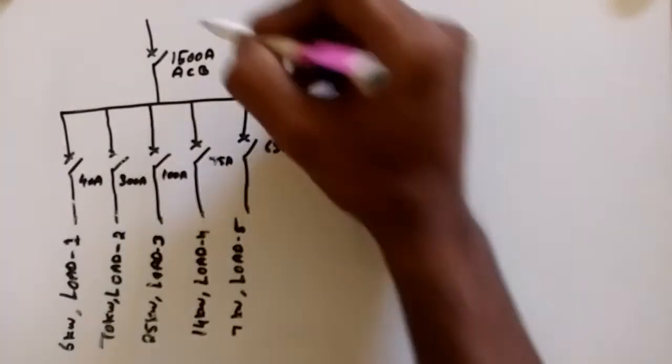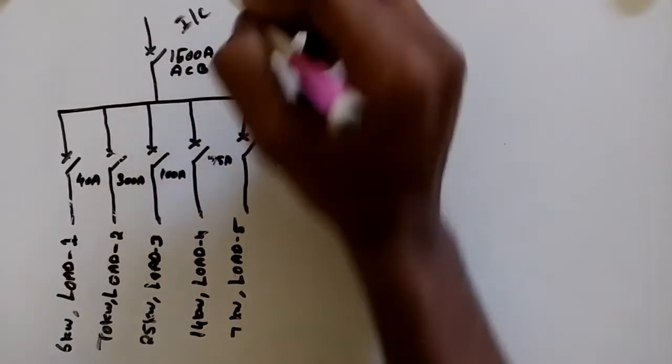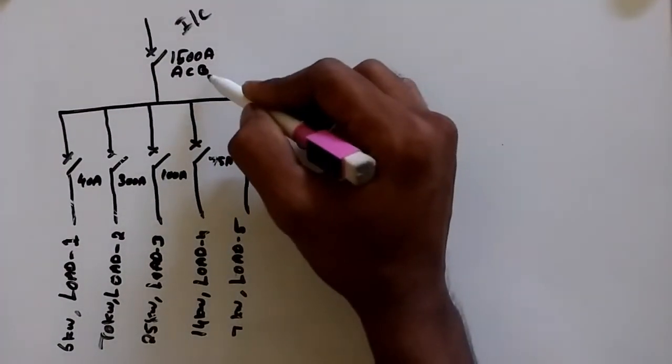Hi guys, today we are going to see power factor terms, that means power diagram terms. Let's see, this is one simple power diagram. This is for incoming, then this will come for air circuit breaker, then these are the loads, load 1, 2, 3, 4, 5.